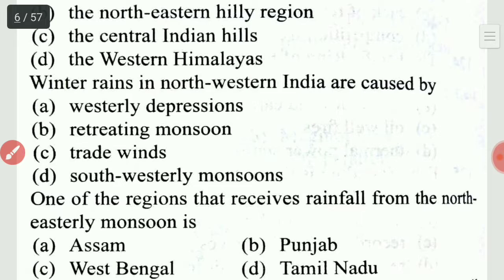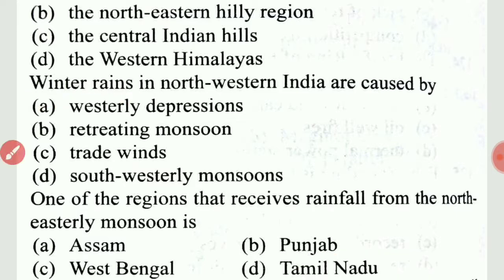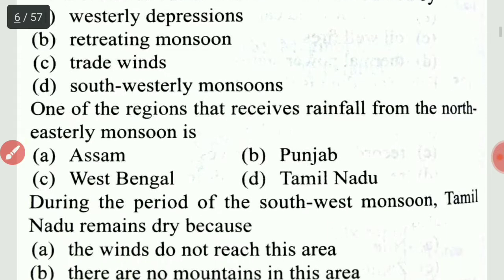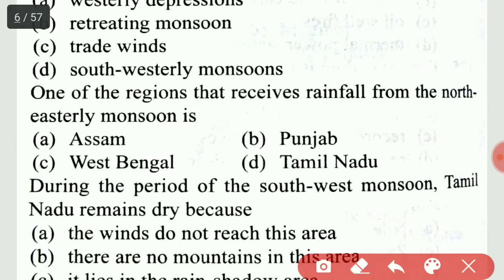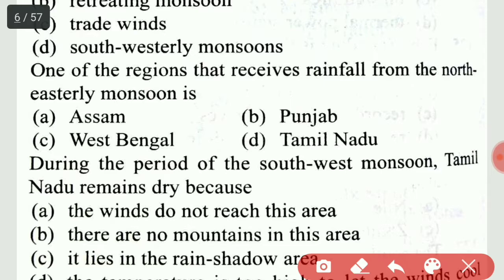Winter rains in northwestern India are caused by... the right answer is option A, westerly disturbances. One of the regions that receives rainfall from the northeasterly monsoon is Tamil Nadu.